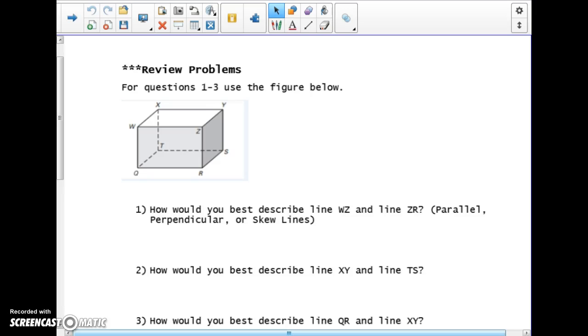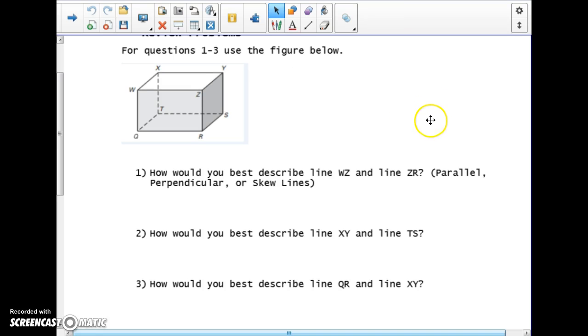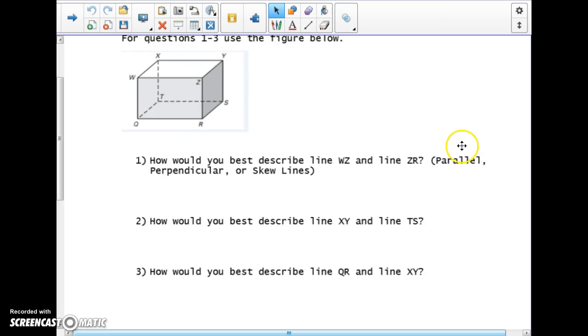Okay, I'm going to be doing your study guide. I'm going to go through all of these with some explanations, so here we go. So the first one, questions 1 through 3, you're looking at this box figure up at the top, and the first one says, how would you best describe line WZ and ZR? Looking at those, you would be able to say that those two are perpendicular.